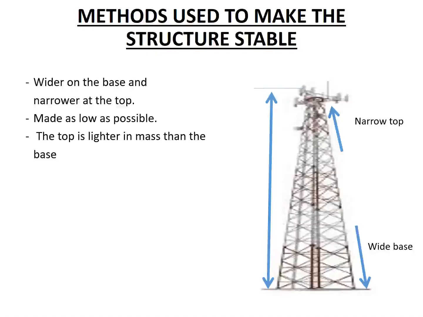Then the last one is to make the top lighter in mass and the base heavier than the top. The top should always be lighter in mass than the base. Just imagine if the top of any kind of structure is heavy compared to the base. The structure is easily going to collapse. It won't be stable. Any wind or anything that would come would make it collapse. Ladies and gentlemen, that is strengthening and stiffening of materials.